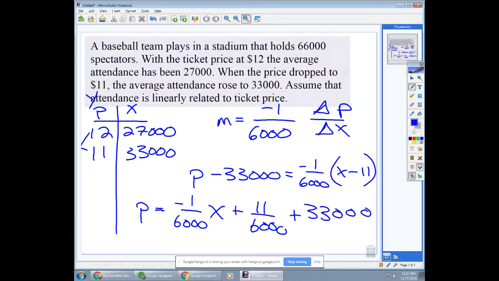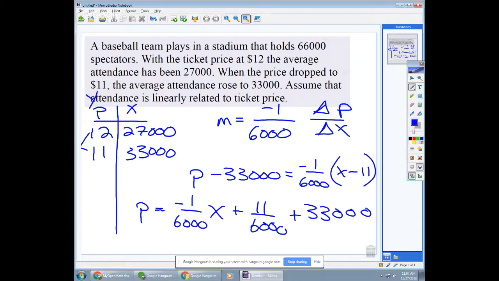Do I have to clean that up? I mean, you have two constants, that's okay. We're just going to go with that. Okay, all right, so that's the price. Revenue is price times quantity. So if I just multiply that by x, then I have my revenue equation.